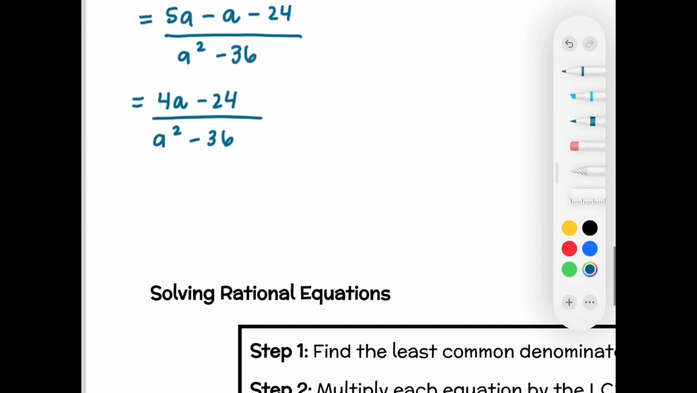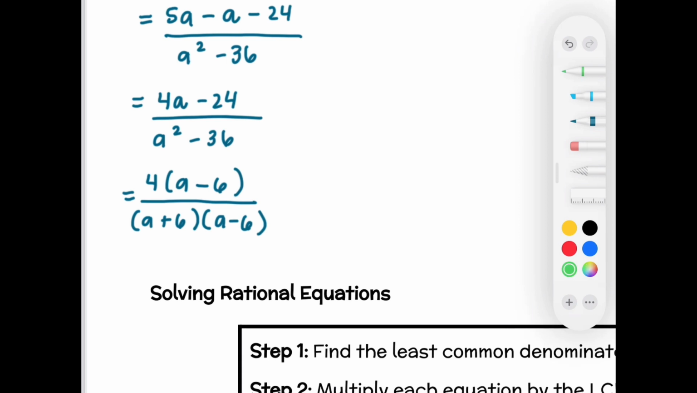And now what we're going to do is just treat this like a simplification problem, like we did on the first page. So figure out what's your GCF on top. In this case, it would be 4. We'd have a minus 6 left over. And then on the bottom, we have a difference of squares. So we would have a plus 6, a minus 6. All right, and then we cancel it if we can. We have a minus 6 on the top and the bottom. So our answer for this would be 4 over a plus 6. Okay?